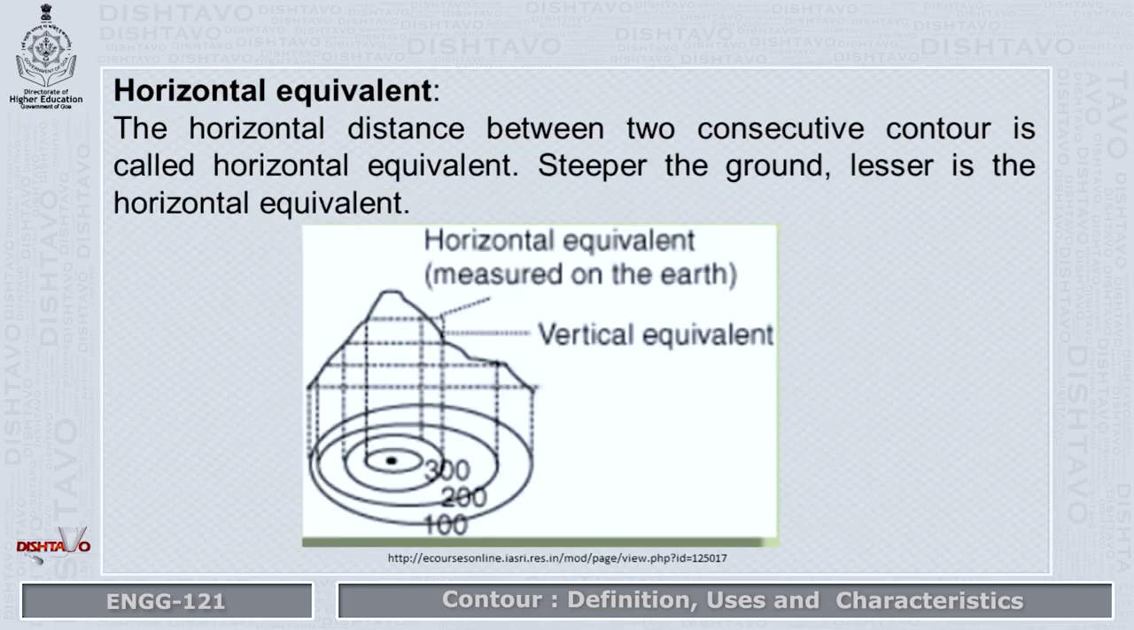Horizontal equivalent: as shown in this diagram here, the horizontal distance between these two consecutive contours is called the horizontal equivalent. Here the slope is very steep, so the lesser will be the horizontal equivalent.